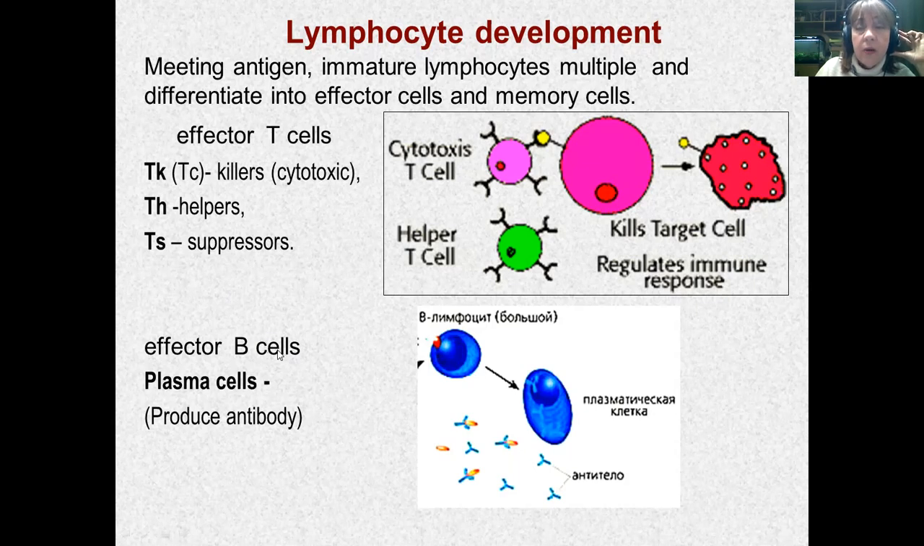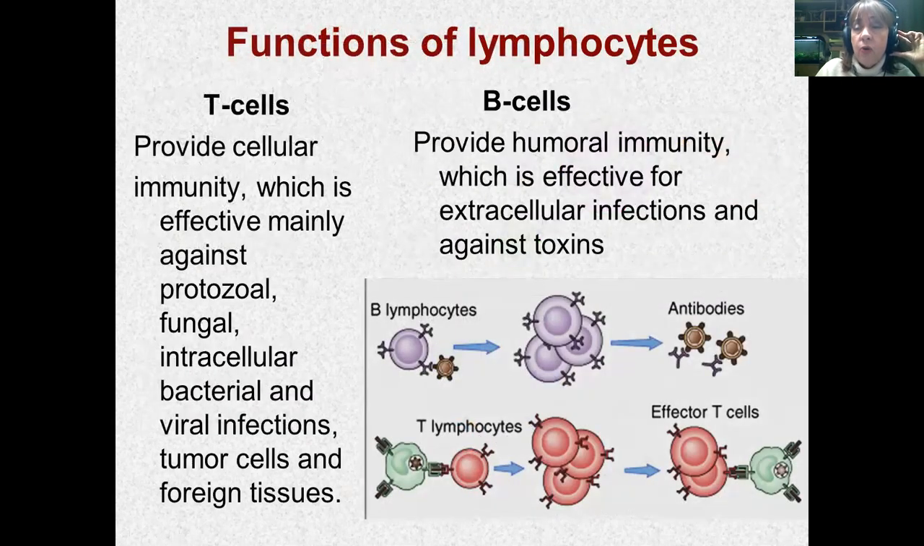After B cell contact with antigen, it also multiply and differentiate into effector cell, and these effector cells are named plasma cells. The function of plasma cell is production of antibodies. The function of T and B lymphocytes is different. T cells are responsible for cellular immunity, which is more effective against bacteria, protozoa, fungi, against intracellular bacterial and viral infections, and also tumor cells and foreign tissues.